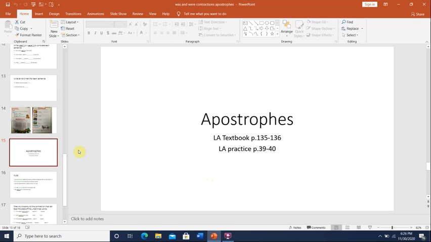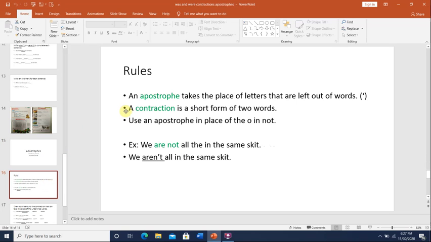Alright guys, so this is our last lesson for this week, and it's about apostrophes. We took this week and last week that we use an apostrophe when we want to make a contraction. A contraction is a short form of two words. It says here an apostrophe takes the place of letters that are left out of words.